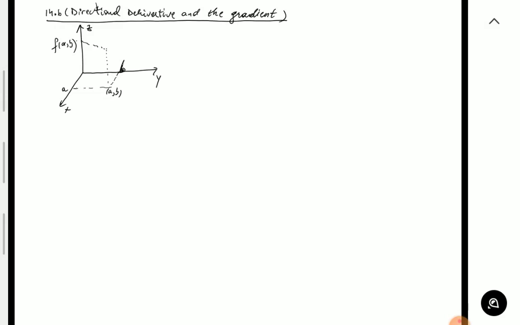Good afternoon. Today we will talk about another type of derivative, an important concept in calculus 3, as you will see, the so-called directional derivative. And after we finish this topic, you will see that the partial derivatives we learned before are in fact particular cases of the so-called directional derivative.